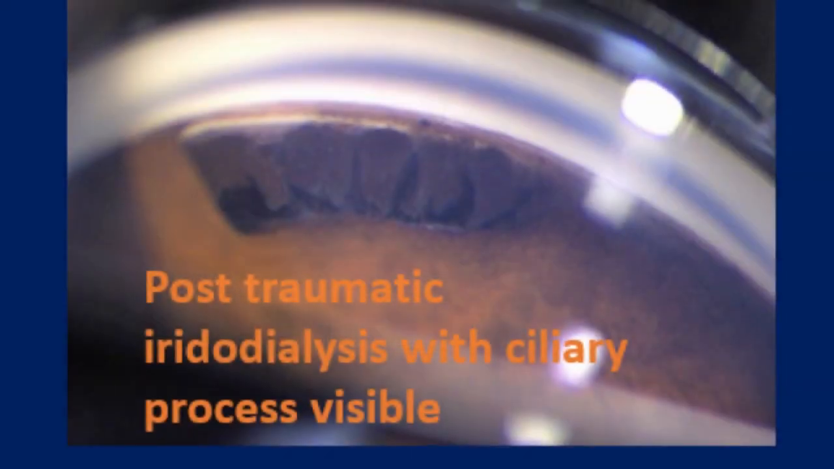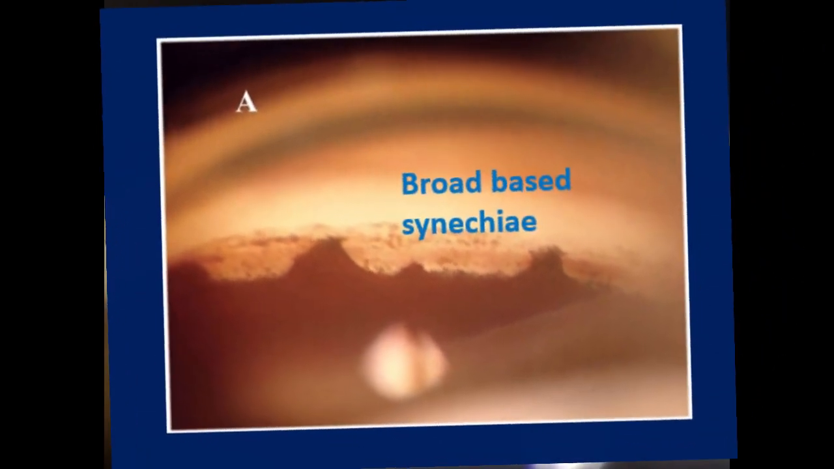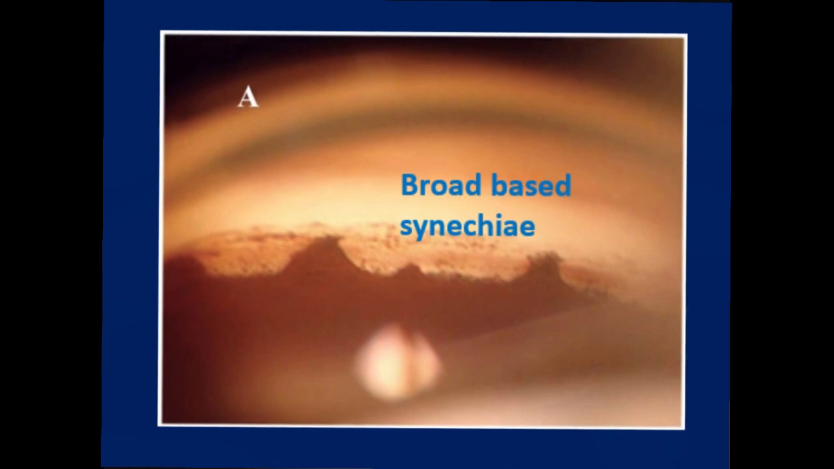In angle recession, we see irregular widening of the ciliary body band. Post-traumatic iridodialysis with ciliary processes visible. In uveitis, we can see either an open angle glaucoma or a closed angle glaucoma with variable presentation having broad base synechiae, and sometimes we can even see pigment clumps getting accumulated.